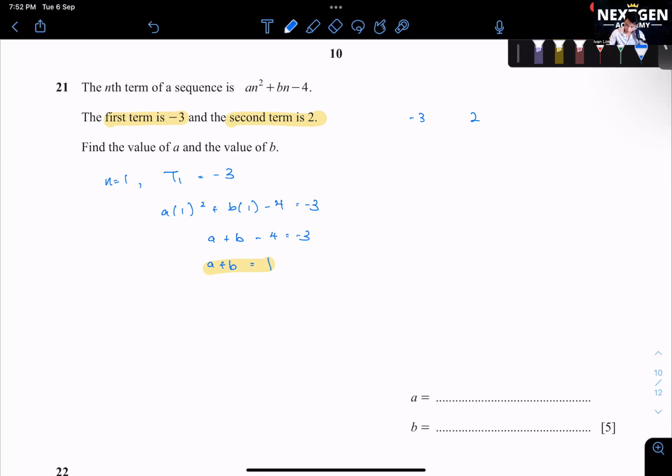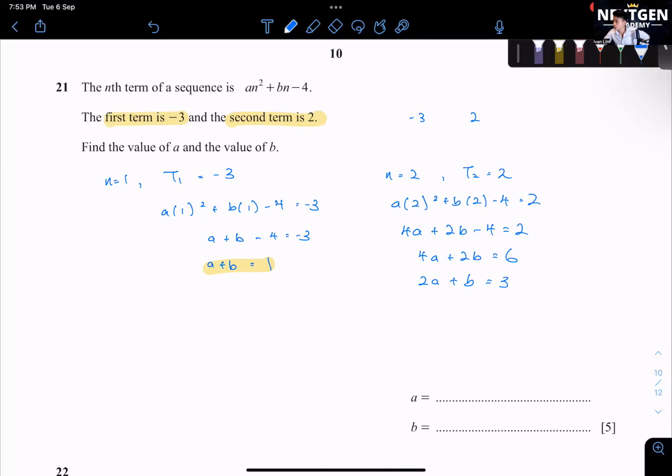Okay, what we need to do next, second term. So when n equals 2, my value equals 2. I need to substitute like this: a times 2 squared plus b times 2 minus 4 equals 2. So I get 4a plus 2b minus 4 equals 2, so 4a plus 2b equals 6. Can I simplify it? 2a plus b equals 3.